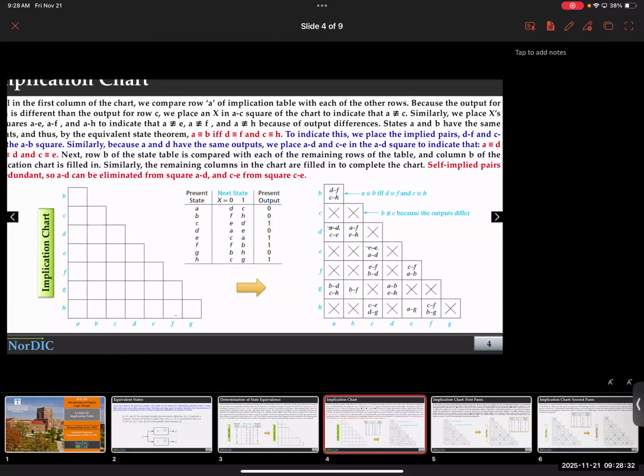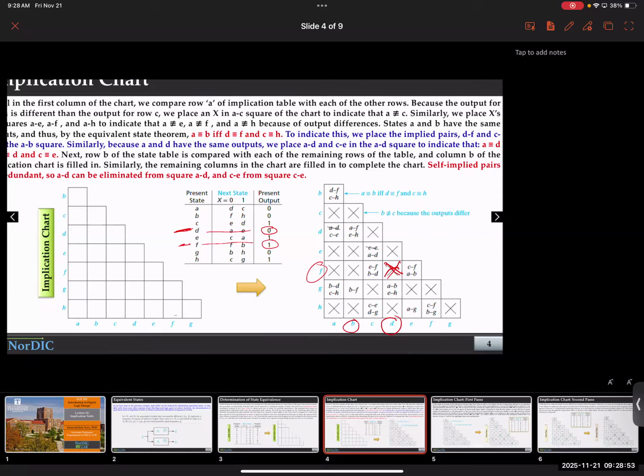Okay, so I'm not going to do it for everything. I'm going to take something randomly. So let's take D, F. Go here, D and F. Do you see that D has an output 0, F has an output 1? Are they equivalent? No. So I'm going to place a cross here. Like they're not equivalent.